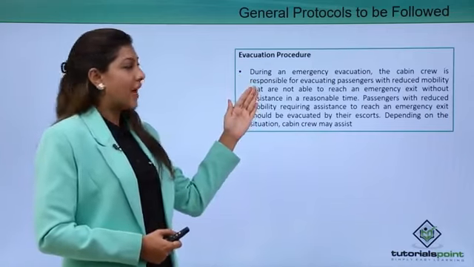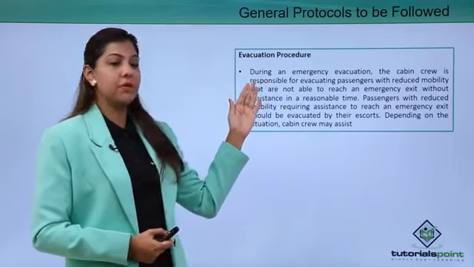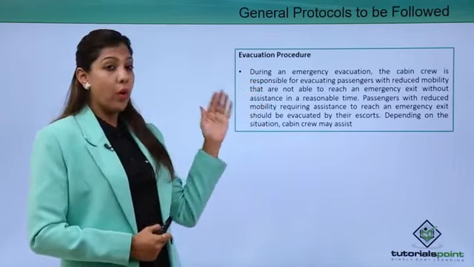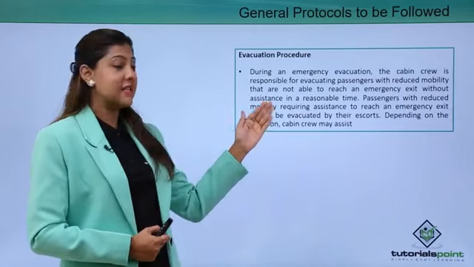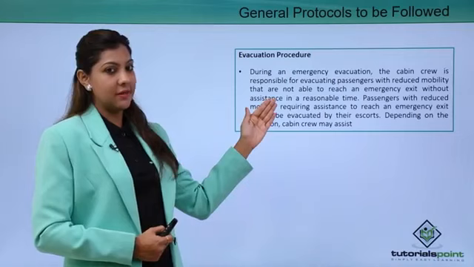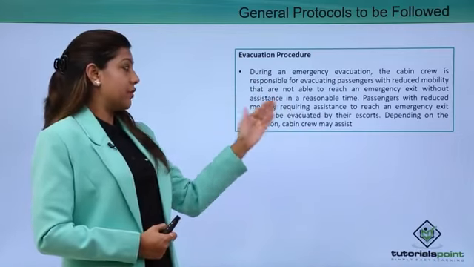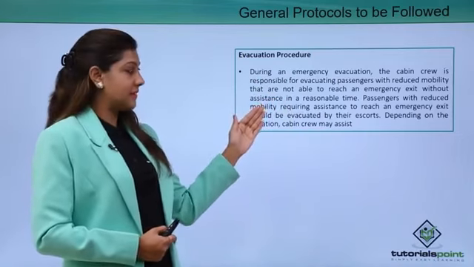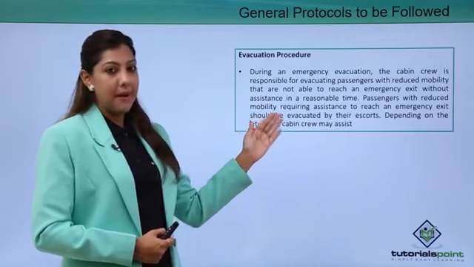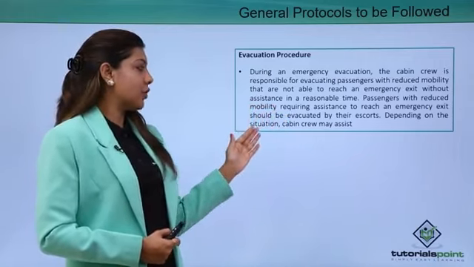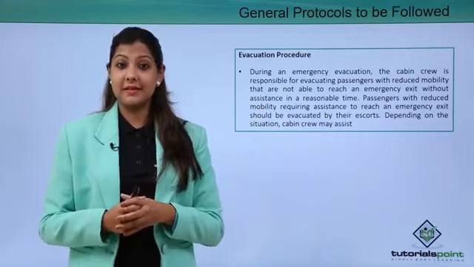During an emergency evacuation, the cabin crew is responsible for evacuating the passengers with reduced mobility that are not able to reach an emergency exit without assistance in a reasonable manner. Passengers with reduced mobility requiring assistance to reach an emergency exit should be evacuated by the escorts. Depending on the situation, the cabin crew may assist them.